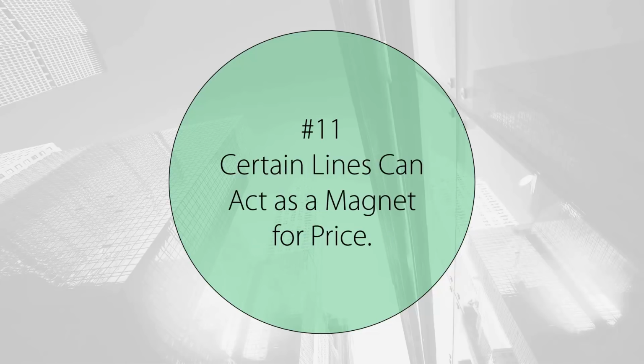Tip number 11. Certain lines can act as a magnet for price. There are certain lines that can be drawn using price action reading that display a unique relationship with price. It's the next step of support-resistance study. Price will behave in a very peculiar way around such lines, so when a trader can draw them, he will have an edge over the traders who can't see these lines at all.